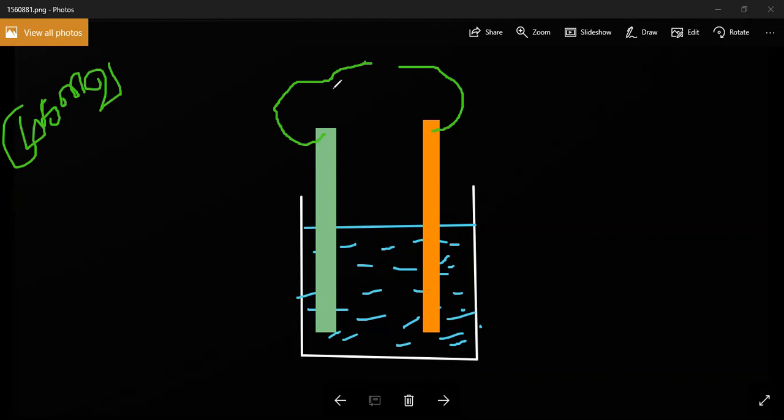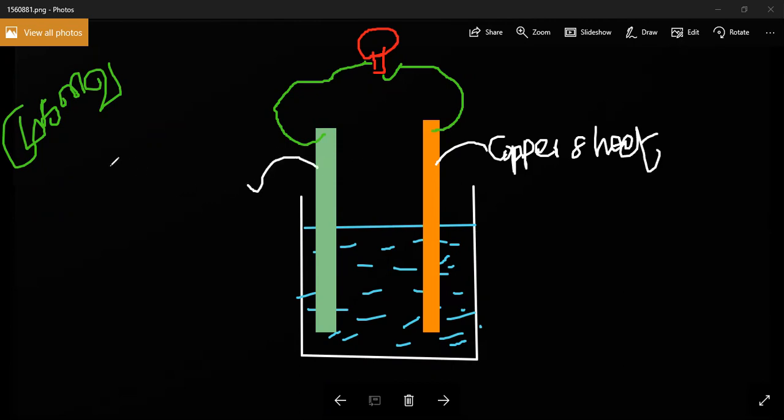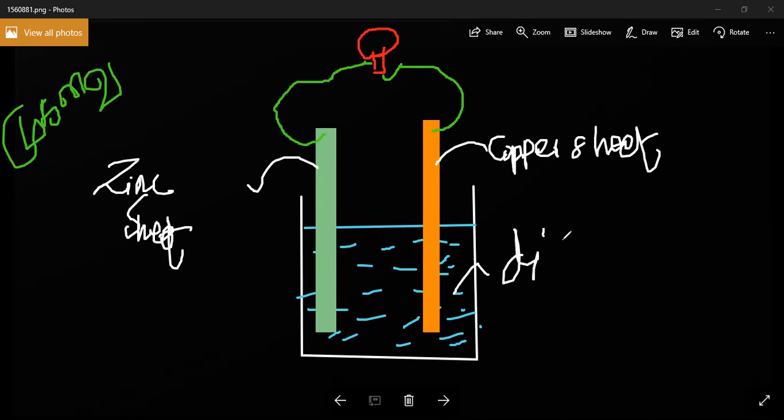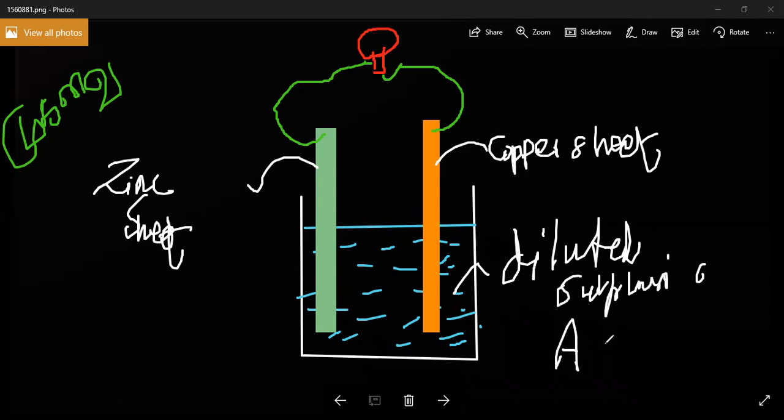Now I'm adding one bulb. Instead of that, I'm just adding a bulb. Now what is this? This is the copper sheet. This is the zinc sheet. This is diluted sulfuric acid. What is going to happen actually? Look, that is the point I'm talking about.